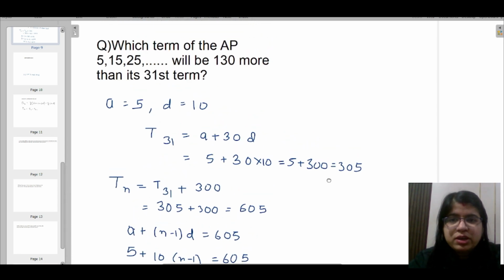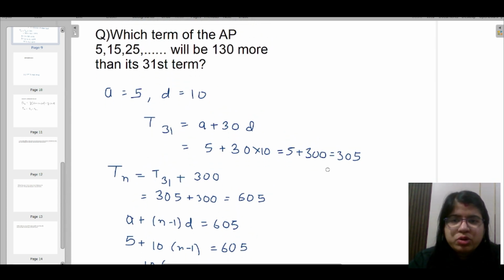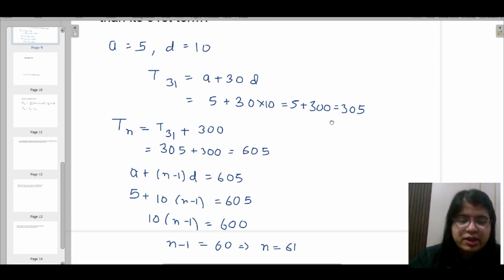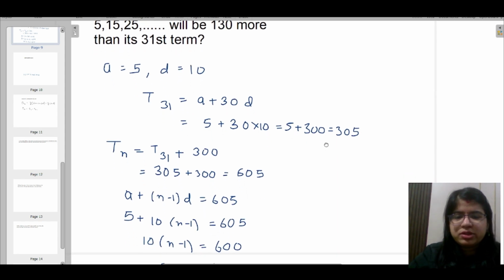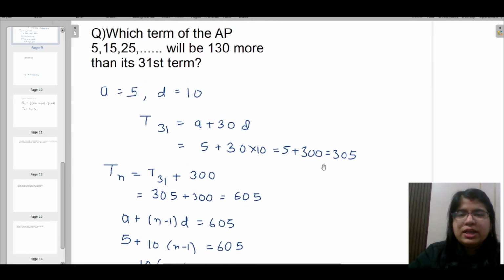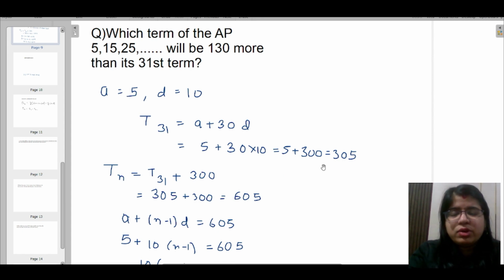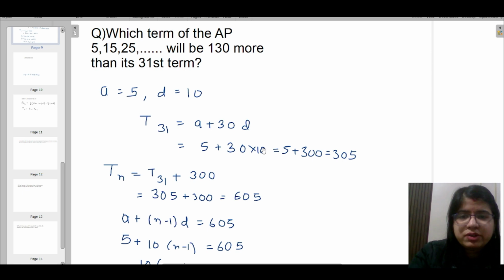So students, what we can say, which term of the AP will be 130 more than its 31st term? So we will say that the 61st term is going to be 300 more than the 31st term. So what we have done here in the sequence, we know the value of a and d. So we calculated the 31st term. So we got a plus 30d, that is 305. Then in the formula of Tn, we put the value which is equal to 605. Then we got the answer, the value of n, which is coming as 61. Okay.